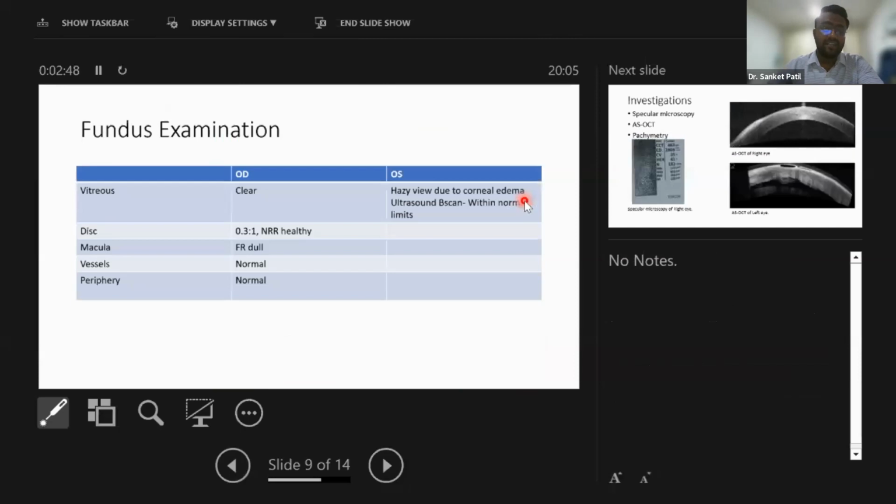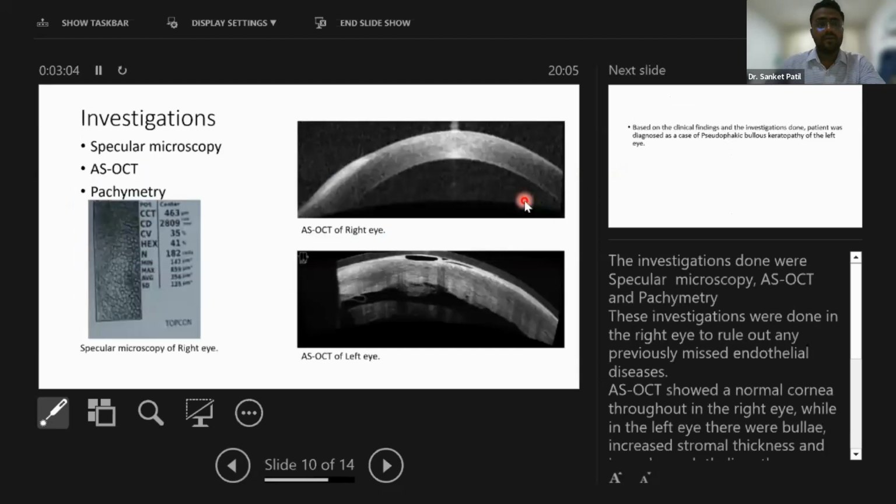The fundus examination in the right eye was healthy and normal, and in the left eye, the fundus was not visible due to hazy media, which was due to the corneal edema. So an ultrasound B scan was done, which was within normal limits. The investigations done were specular microscopy, anterior segment OCT, and pachymetry. These investigations were done in the right eye to rule out previously missed endothelial diseases.